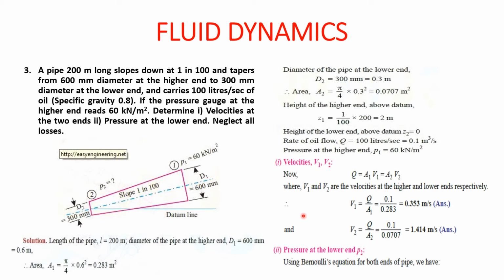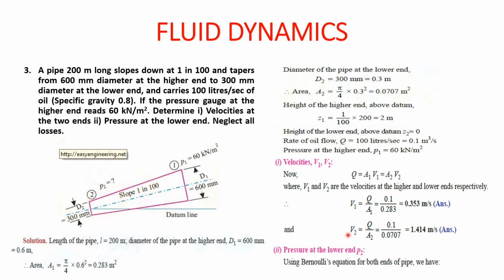So as per continuity equation, Q is equal to A1 V1 is equal to A2 V2. So we can find out the value of V1 and V2 by using these equations. V1 will be equal to Q divided by A1. Q is 0.1, A1 is 0.283, which we have calculated here. So we get this velocity as 0.353 meters per second. Again, see guys, as diameter at section 1 is more, the velocity will be less as compared to the velocity at section 2. So V1 value is 0.353 meters per second.